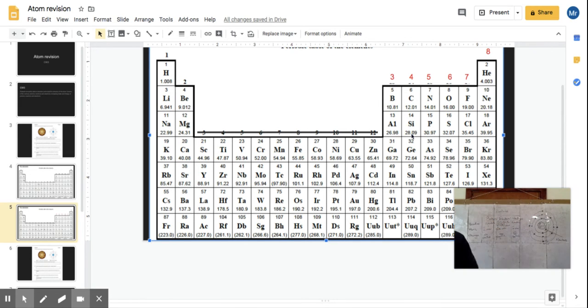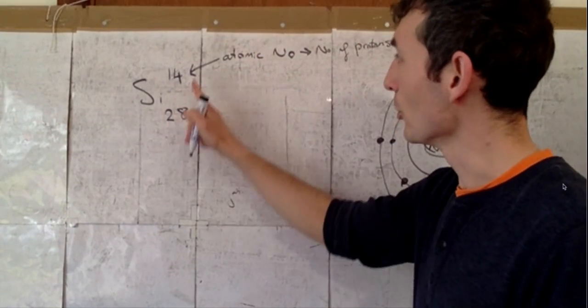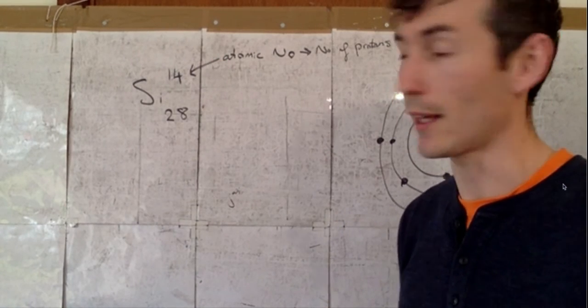I'm also going to clear a little bit of space on the board. Okay, silicon, Si, 14 up on top, 28 down below. Now that number up on top represents what is called the atomic number. And that is the number of protons in an atom. Sorry, I forgot to make myself big. Okay, silicon, number up on top, 14. That's the atomic number. That is telling us how many protons are in that atom.